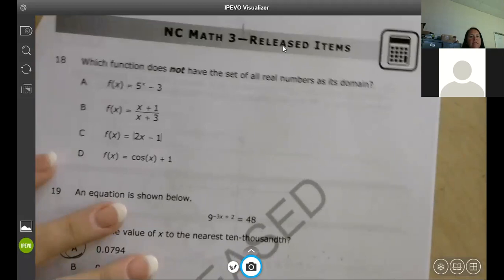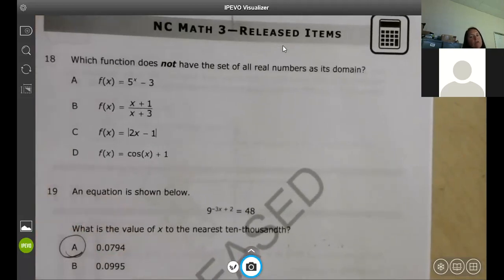I think we did 17. Go to 18. This one says which function does not have the set of all real numbers as its domain, meaning it doesn't have a hole or an asymptote or anything crazy within that domain. And the best way to do this is to graph it.